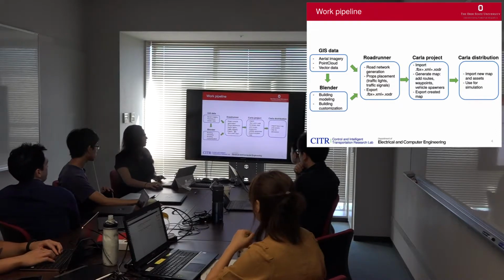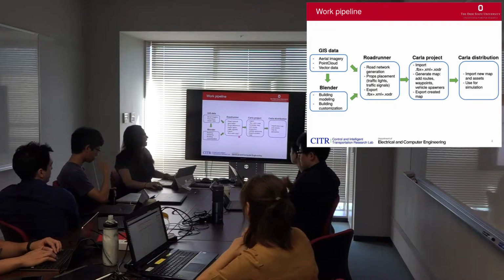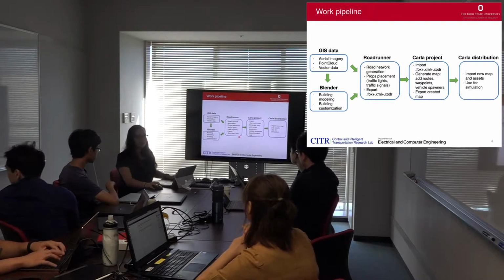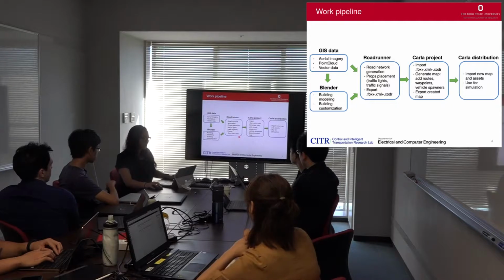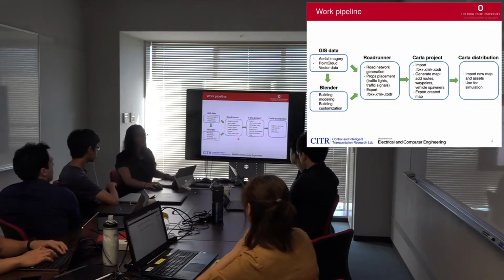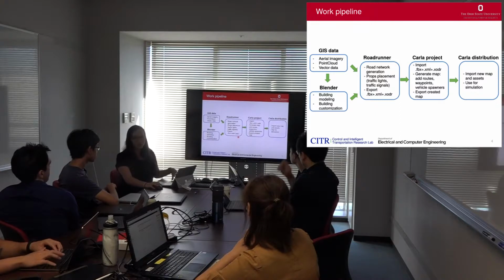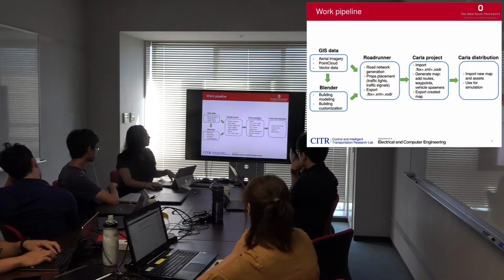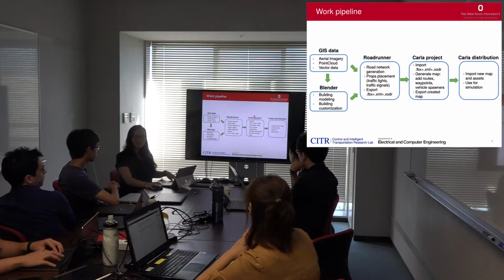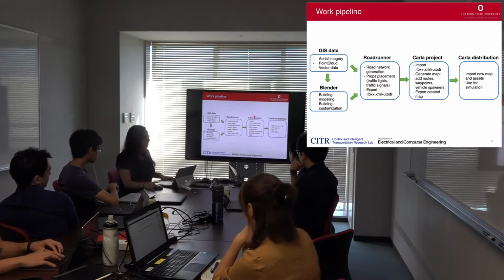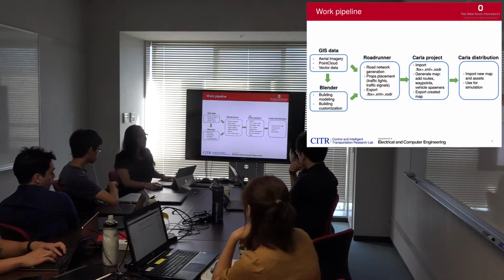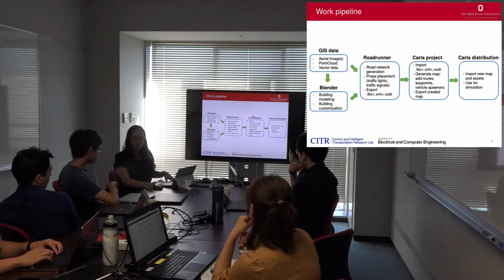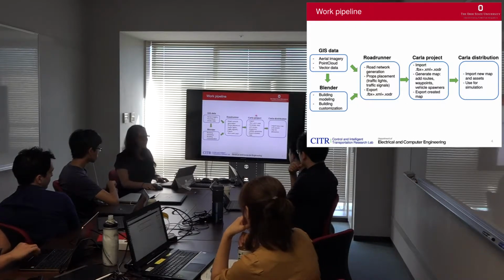What are the advantages that RoadRunner provides for us? It provides road network generation, it allows prop placement like traffic lights and traffic signals, and it allows us to export the necessary files to import this environment into our driving simulator. Then after RoadRunner, we're going to use the Carla project. In this case, we're going to use the version built from source. Usually for testing, you don't need the version of Carla built from source. But when we want to create environments, we really need this version.